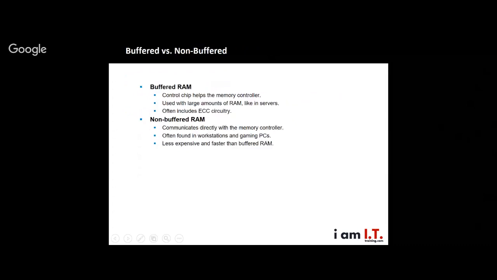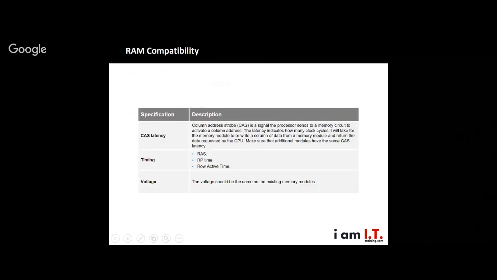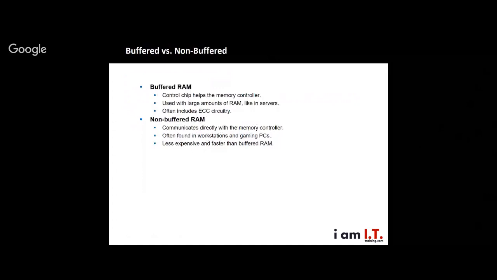So buffered and non-buffered RAM is pretty simple. Buffered RAM contains an actual control chip, and that helps the memory controller when there's a lot of memory installed in a system. So at your computers at home, you have 2 sticks or 4 sticks of RAM. This is not where that's happening. Again, this is in an enterprise, big business, server farm type environment. So it's usually just used in servers to make sure that all of the data is handled correctly.